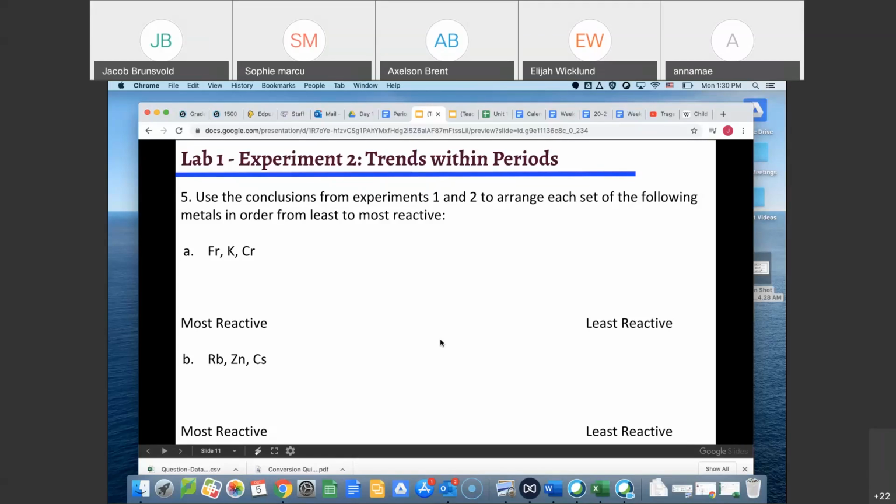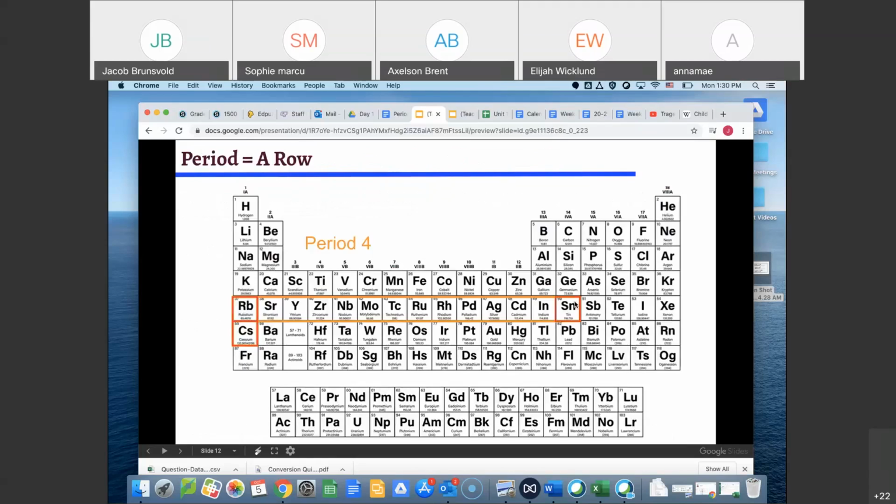Good. Now I'm going to tell you all, when I wrote this question, I actually made a little typo in there. I actually meant to have that be not zinc but tin. And so you can see tin is right here. It's in the same row as rubidium.